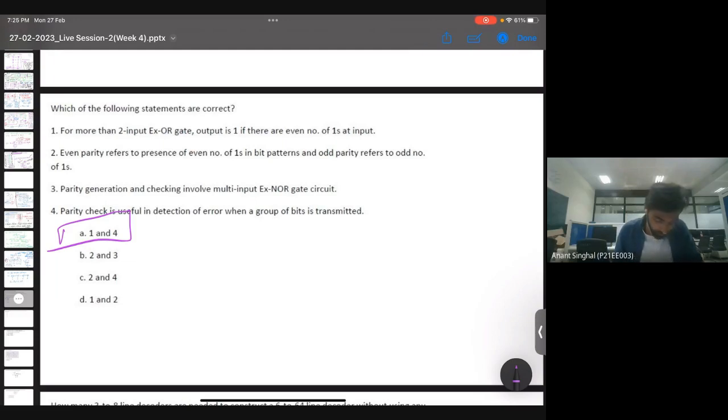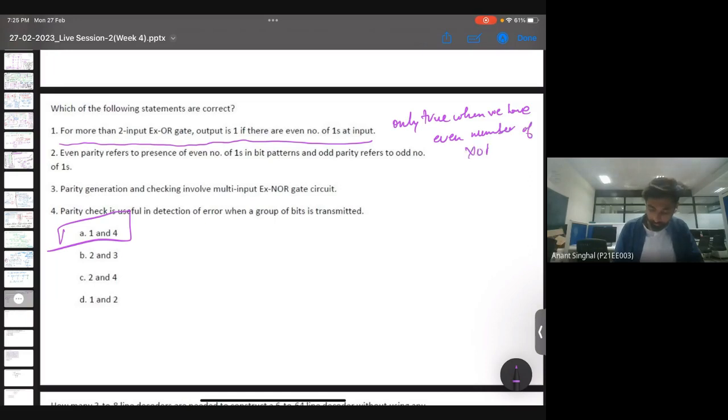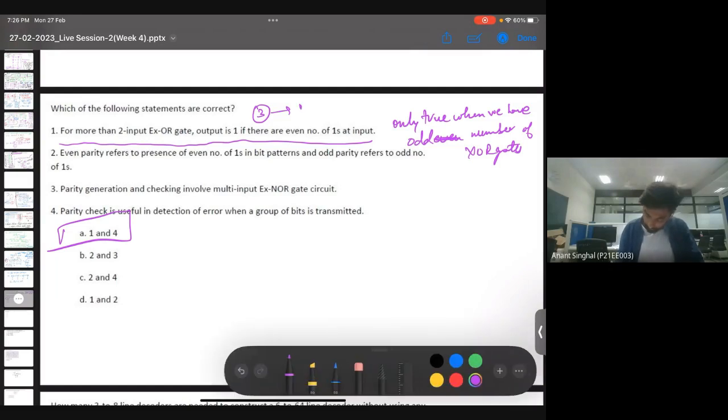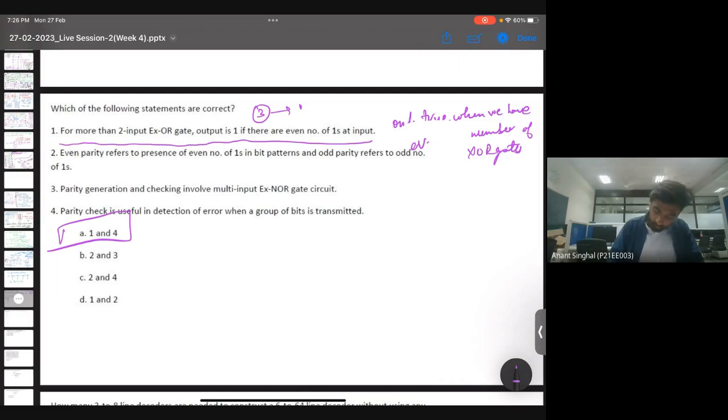Okay, so the first expression says that for more than two input XOR gate, output is 1 if there are even number of ones. So it is only true when we have even number of ones. It is not true for all the XOR gates. So, sorry, if we have odd number of ones. So for three input XOR gates, the output will be 1 when we have, sorry, so even only, right? When we have even number of ones.